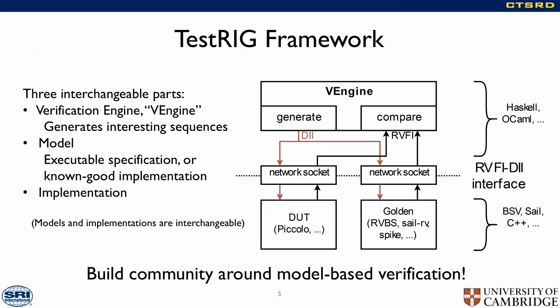Then the last two are a model and an implementation. Now, ideally for a model, you want something that's both a specification and a model, so it's easy to read, easy to maintain, but also executable, because we're going to be feeding instructions into it and seeing what they do. And then, of course, your implementation.